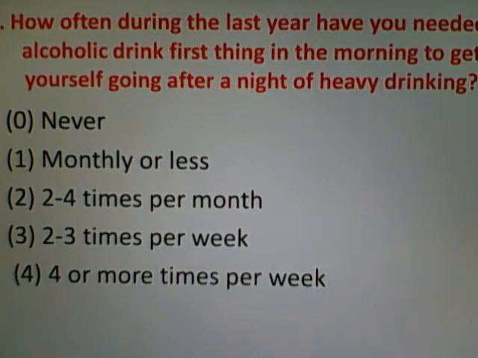Number 7, how often during the last year have you needed an alcoholic drink first thing in the morning to get yourself going after a night of heavy drinking? Never, monthly or less, 2 to 4 times per month, 2 to 3 times per week, 4 or more times per week.